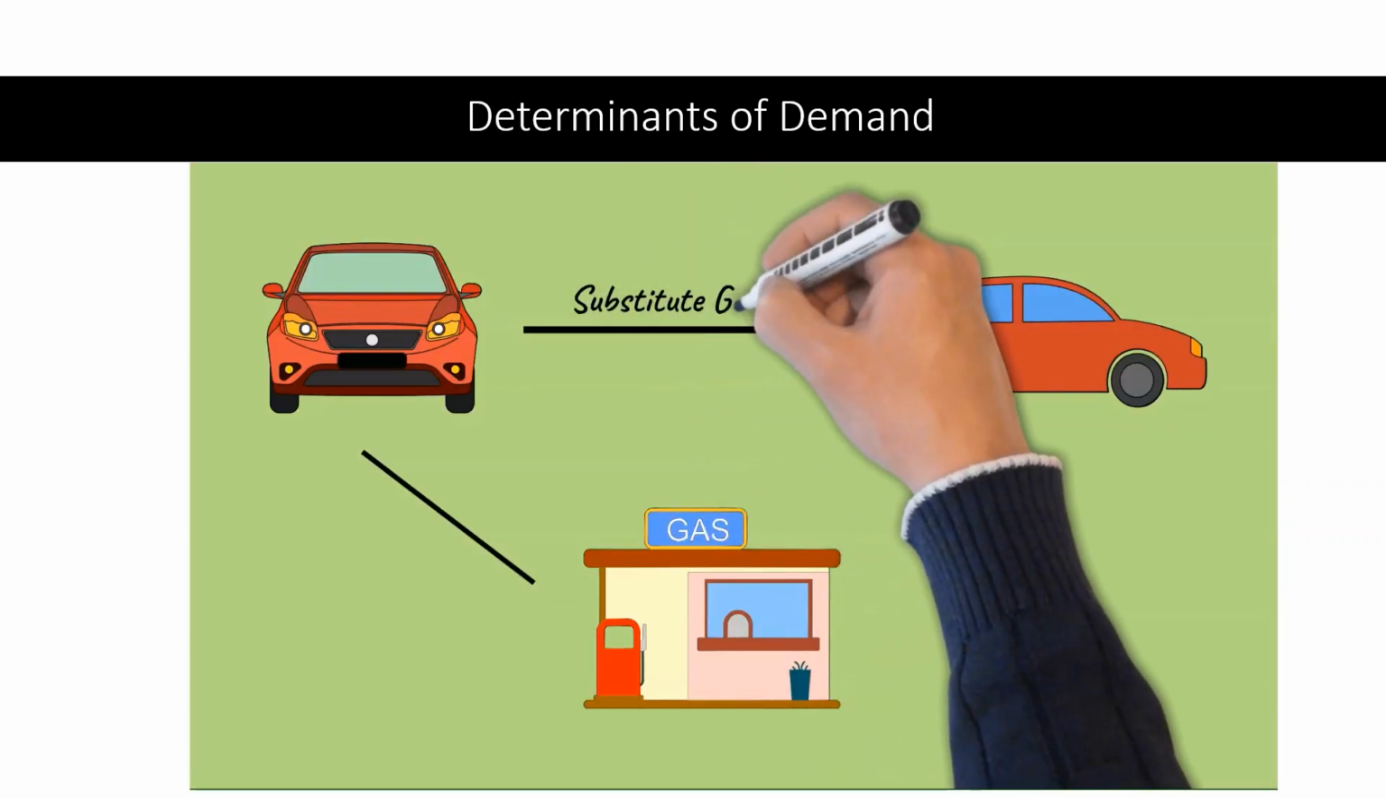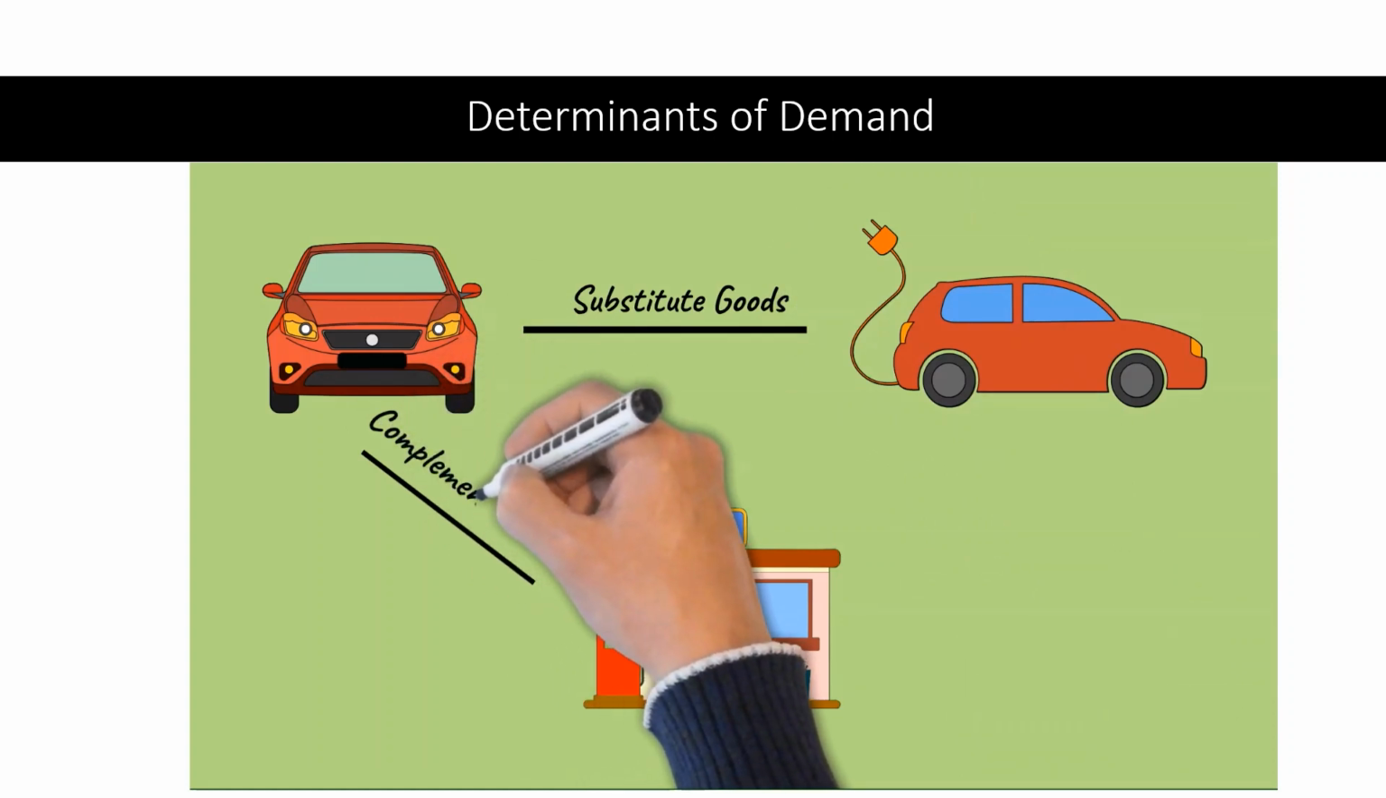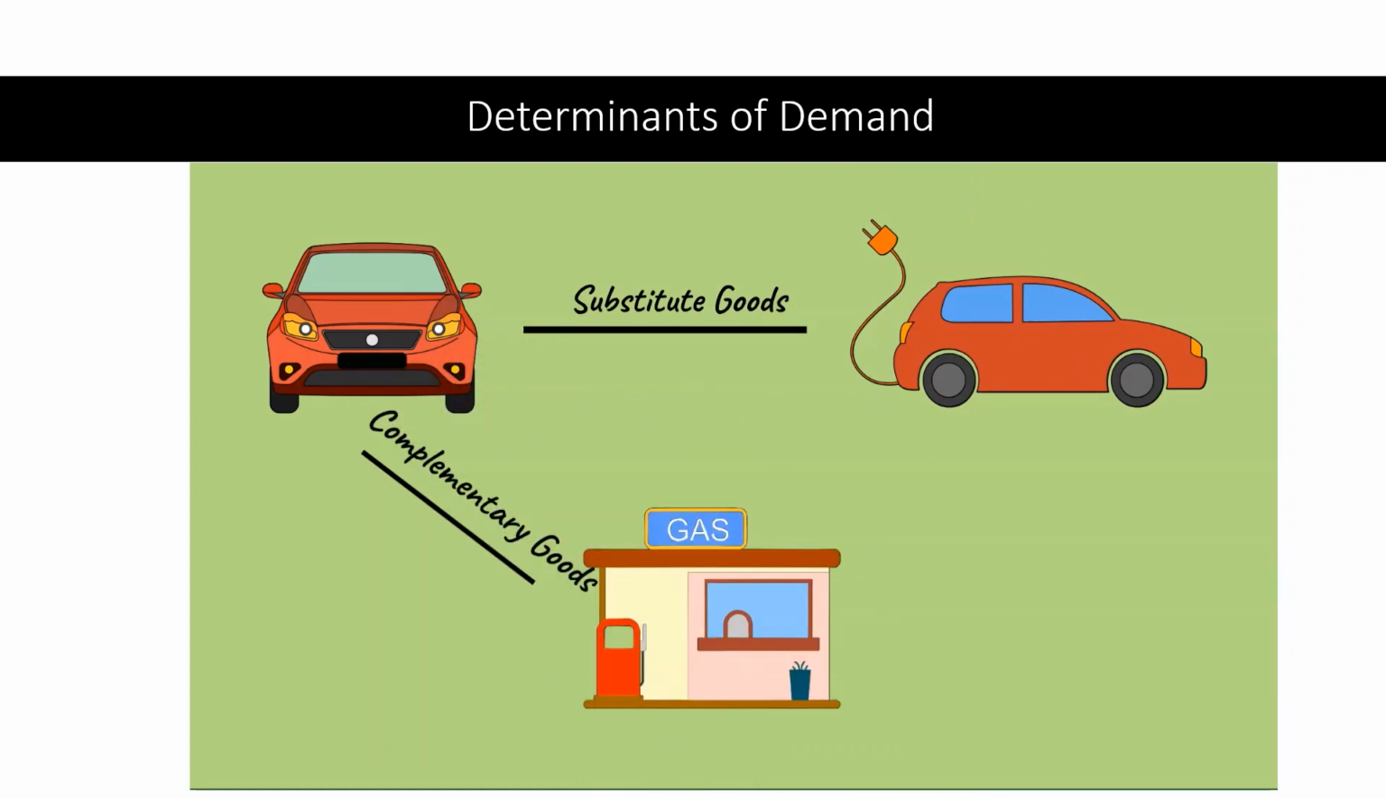Now take the example of a conventional car and gasoline. We all know that a car needs gasoline to run. So likewise, the demand for gasoline also to a certain extent depends on the demand for cars. Now in this case, car and gasoline are called complementary goods.